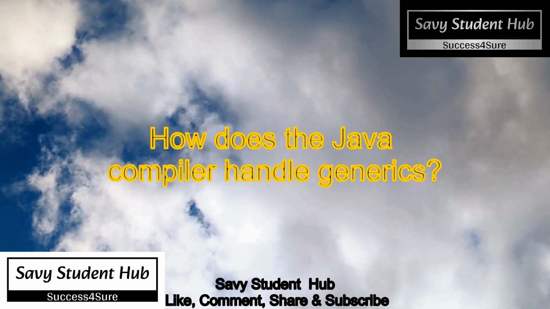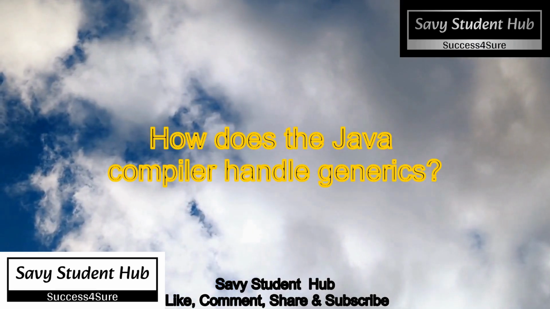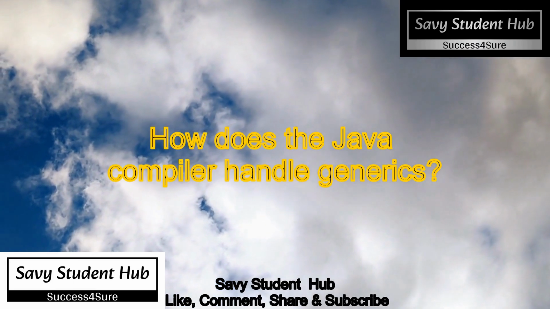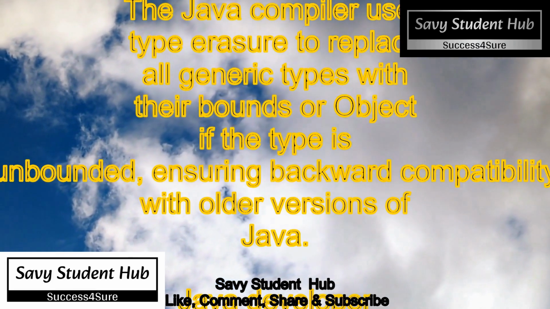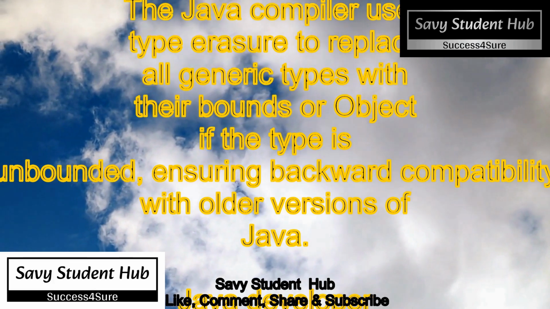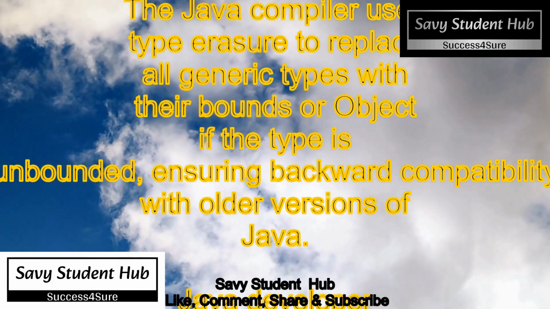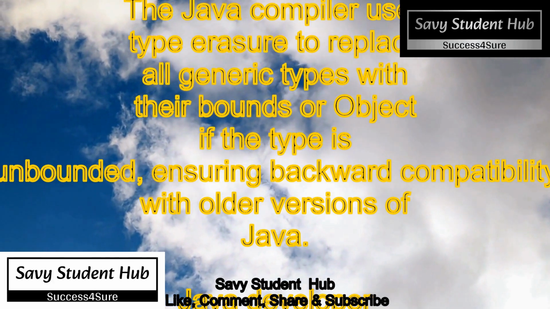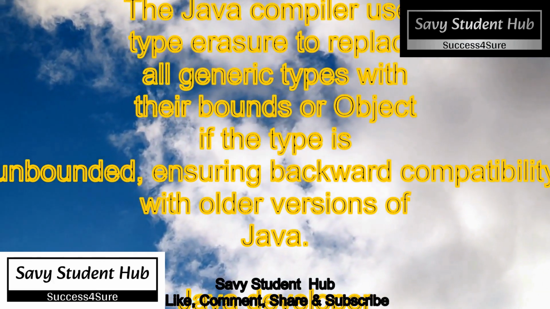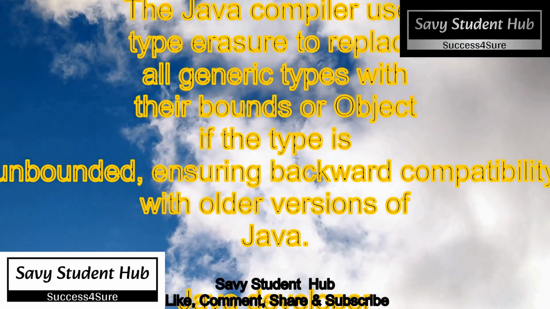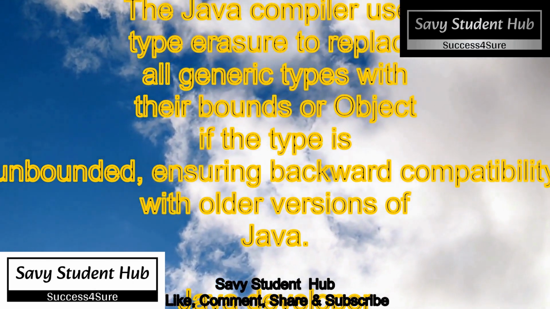How does the Java compiler handle generics? The Java compiler uses type erasure to replace all generic types with their bounds or Object if the type is unbounded, ensuring backward compatibility with older versions of Java.